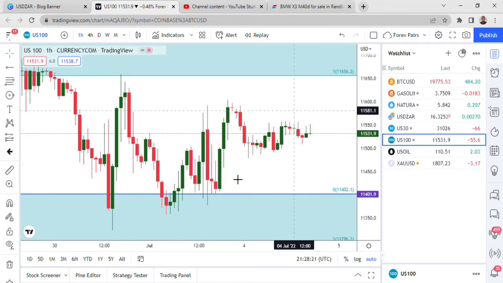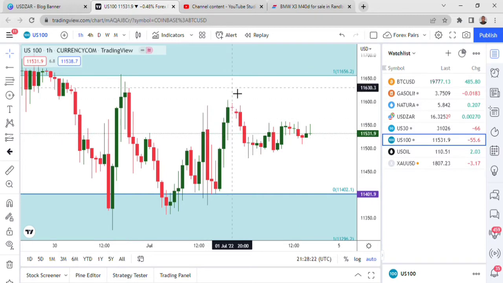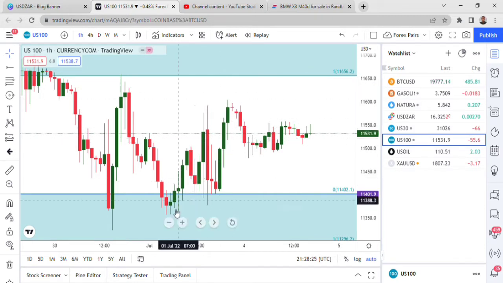So we want stuff like this, so maybe you can say the price was here, and then it went up there, and then it came back, and then it went up there, which is a higher high.